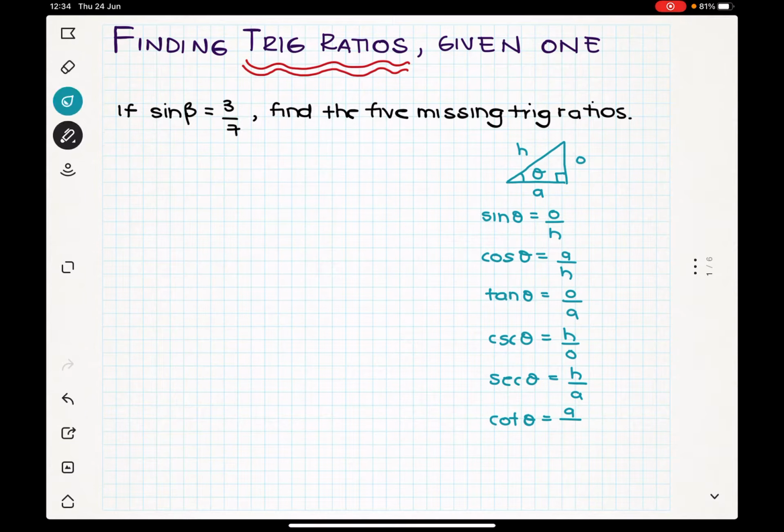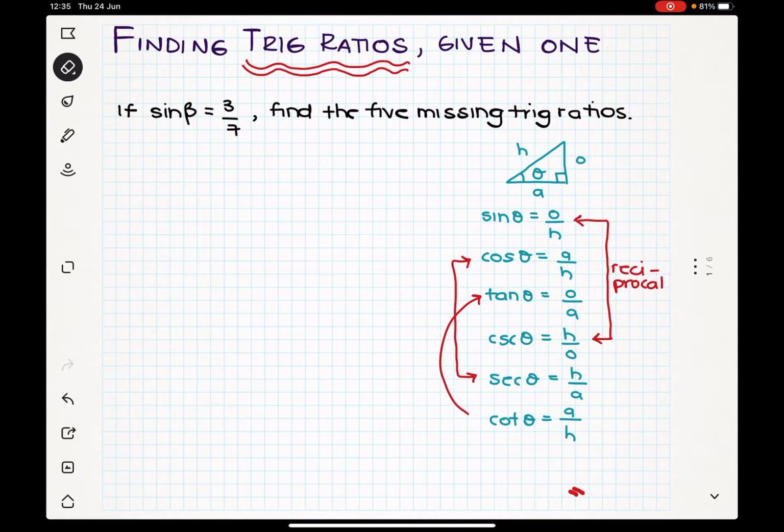For the reciprocals, we have pairs of functions. So sine goes with cosecant, and the reciprocal means that their numbers are switched. Cosine, I have exactly the same thing. Cosine and secant are reciprocal functions. And the last one is tangent and cotangent, where the sides are just switched around.